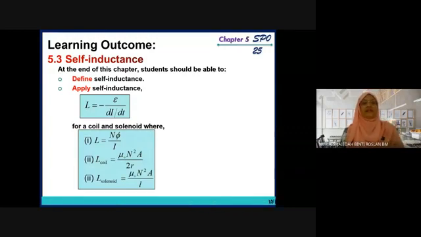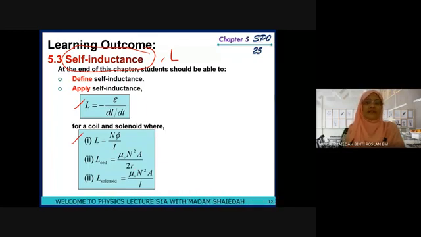So today we will learn about self-induction. Self-induction, the symbol is L. At the end of this chapter, students should be able to define self-inductance and apply self-inductance. There are 4 formulas that you need to know, but you don't have to memorize them because all the formulas are given.